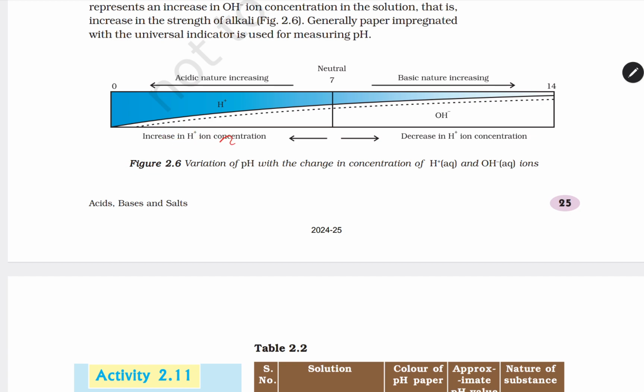So with an increase in the H plus concentration, 7 is the neutral value. With a decrease in the H plus concentration, it is basic in nature. 14 is the upper limit and 0 is the lower limit. Variation of the pH with the change in concentration of H plus and OH aqueous ions.